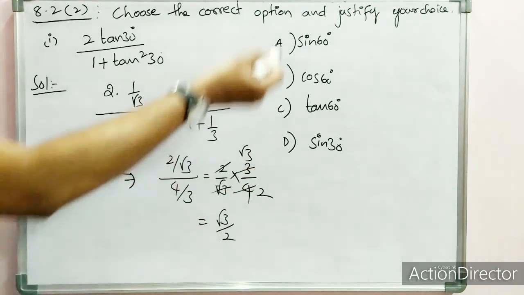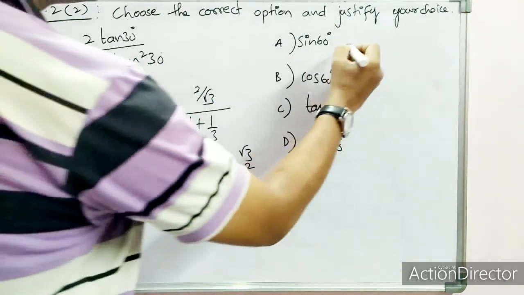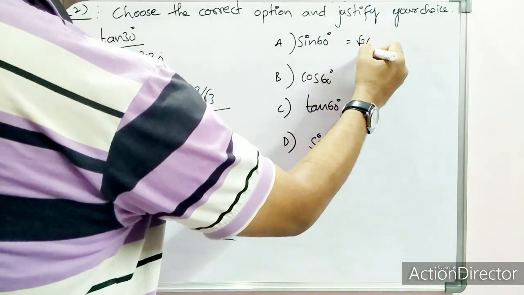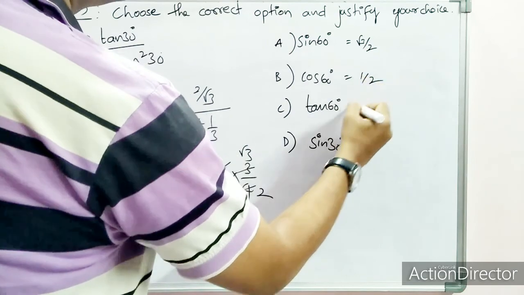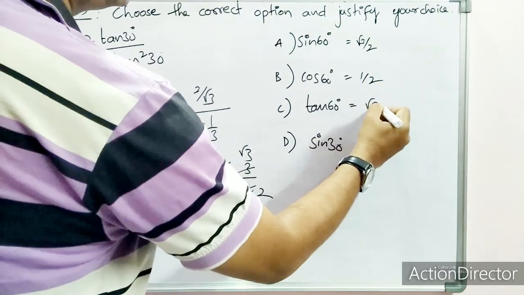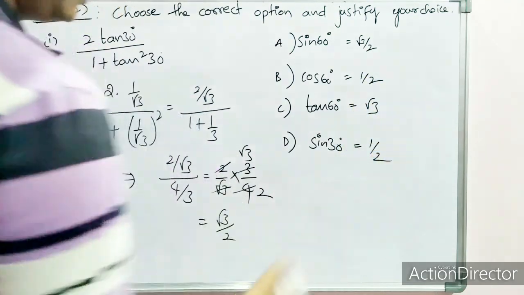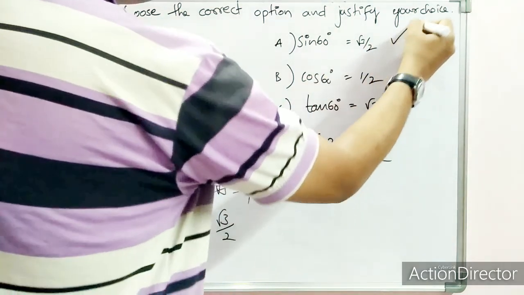So here where you will get root 3 by 2, 4 options are given. So sin 60 is root 3 by 2 and cos 60 is 1 by 2. So tan 60 is root 3 and sin 30 is 1 by 2. So the required option is A.